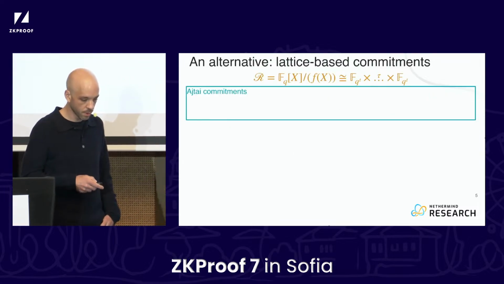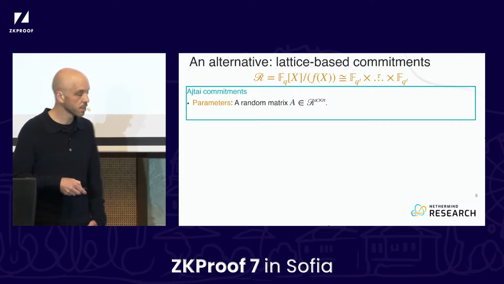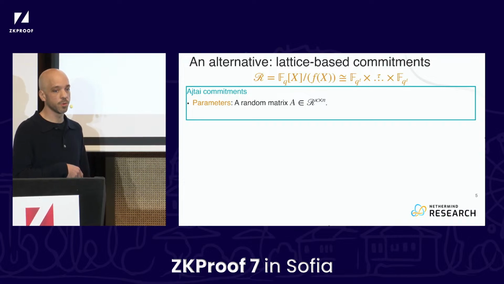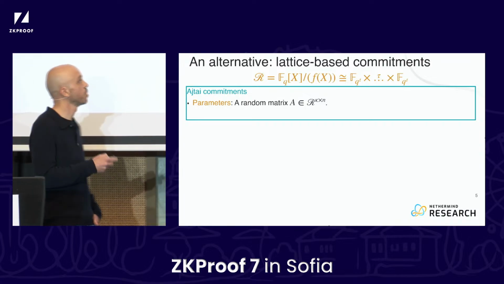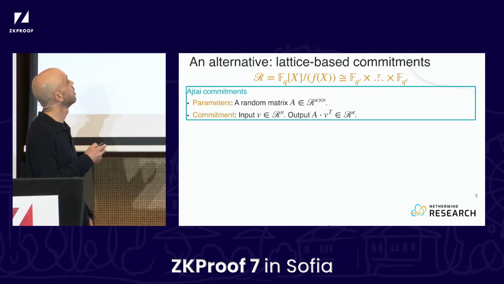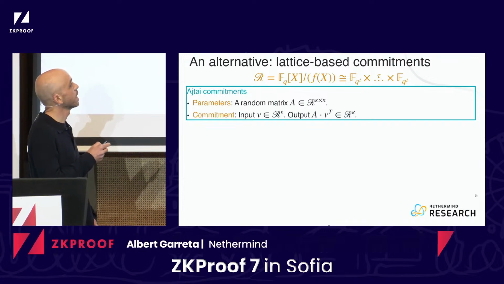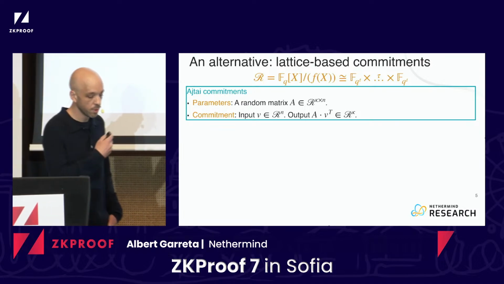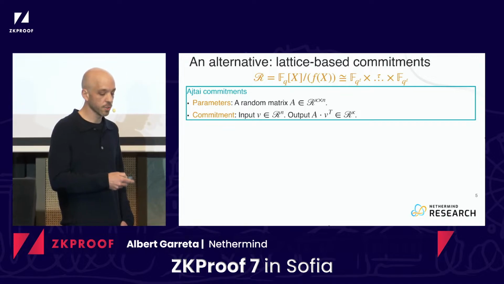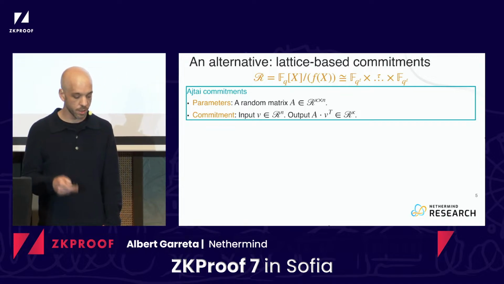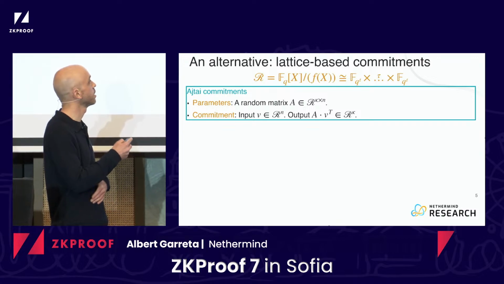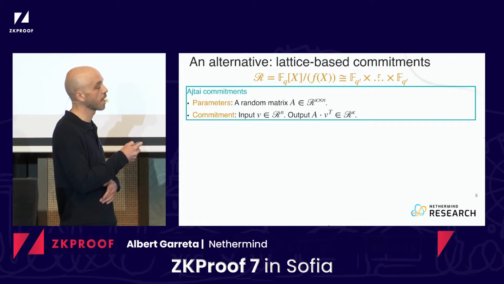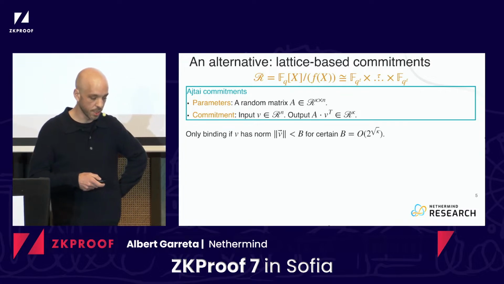Okay, so what are Ajtai-type commitments? The parameters are just a matrix which is randomly sampled with entries over the ring. The matrix has dimension kappa times n, where kappa is a certain parameter, and n is the size of the vectors you want to commit. So in this commitment scheme, you commit to vectors of size n with entries in the ring, and the commitment is just the multiplication of the matrix by the vector. And of course, you get a vector of kappa ring elements as a result.